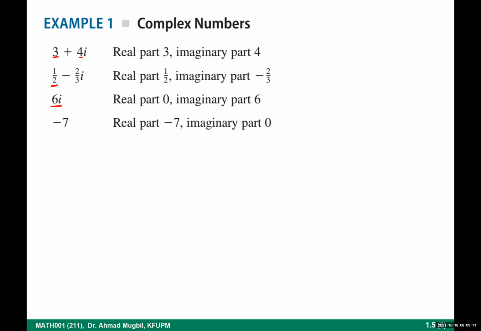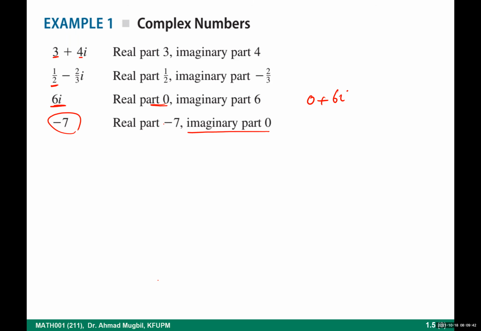Now here, 6i is purely imaginary. There is no real part here. So the real part is what? In fact, it is 0 plus 6i. And -7 is purely real. There is no imaginary part. In fact, it is plus 0i. It is a real number with imaginary part equal to 0.